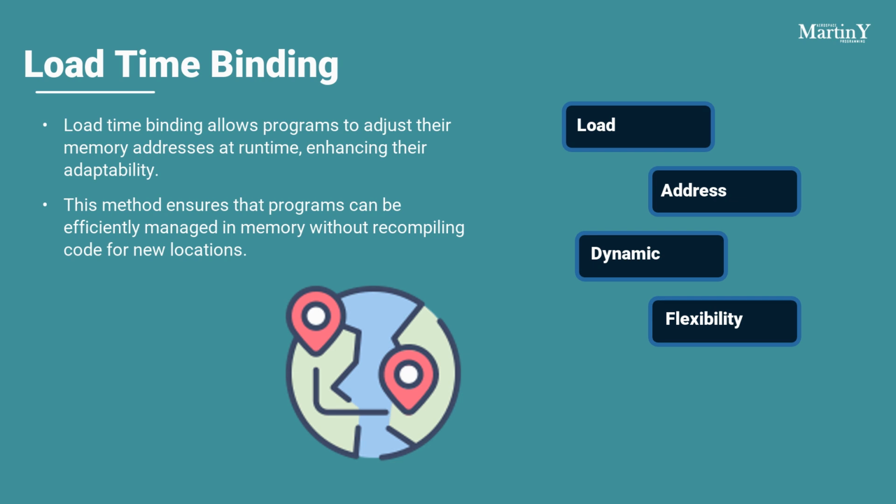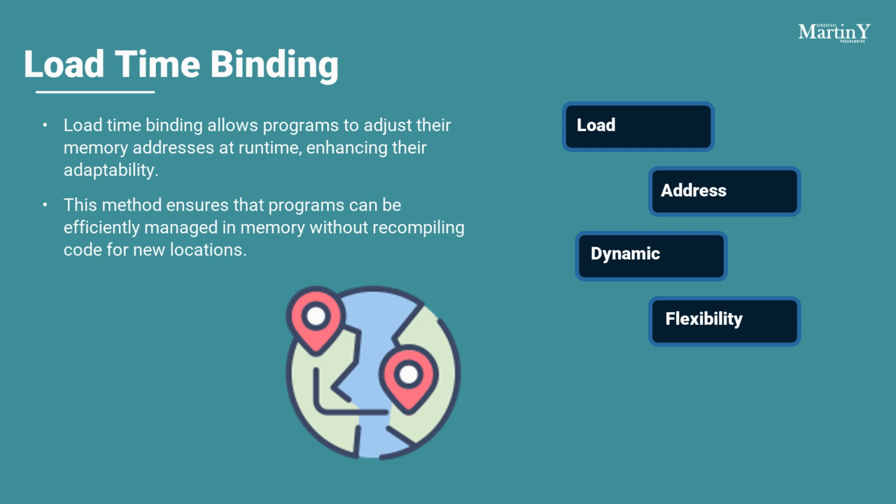Next, we have load time binding. This method is used when the program's starting address is not known until the program is actually loaded into memory. In this case, the program is compiled using relocatable code, which allows it to occupy different locations in memory without requiring recompilation. When the program is loaded, the operating system determines the actual address in memory and modifies the addresses in the code accordingly. This flexibility allows the program to be moved around in memory, making it a more dynamic solution compared to compile time binding.